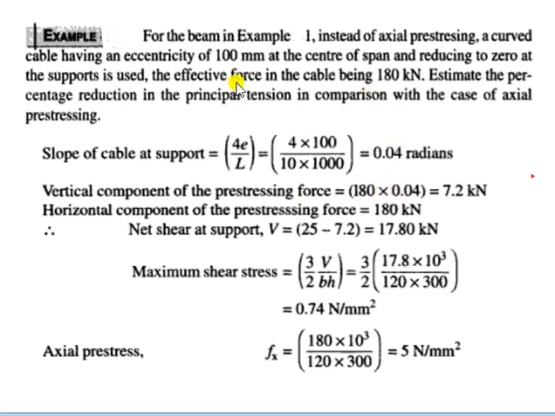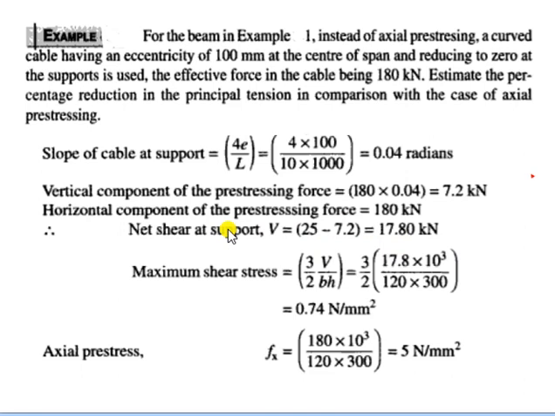Therefore, the vertical component of pre-stressing force is equal to 180 into 0.04. So 180 is the effective force in the cable, so it is 180 into 0.04, or P into alpha. P into alpha is equal to 7.2 kilonewton. The horizontal component of pre-stressing force is equal to 180 kilonewton.